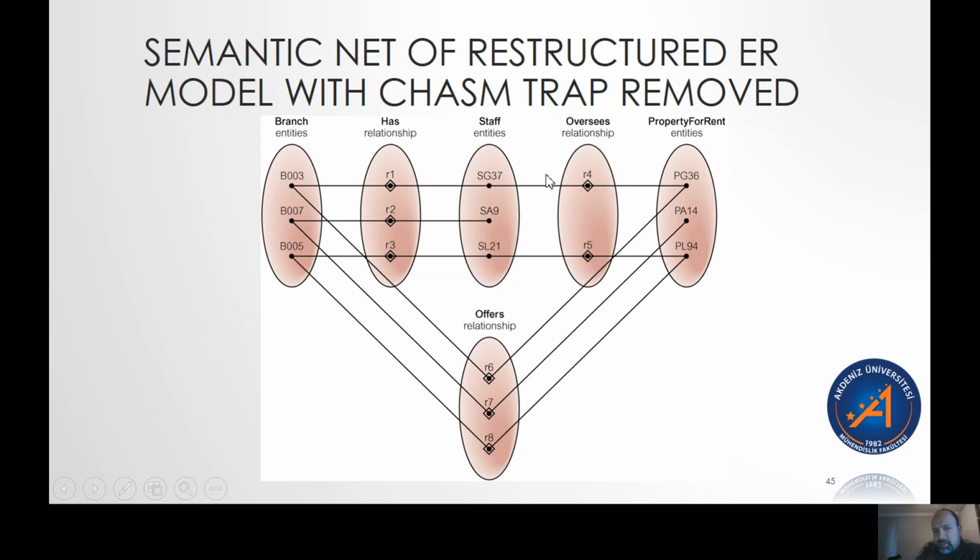Now, what happens if somehow the branch offers, let's say we changed PG36, we changed it to being offered by B007. Now we have one branch through the offers relationship and a different branch through the staff entity. That's a problem, isn't it? That would be a corruption of data, and that's something that databases are intended to avoid.